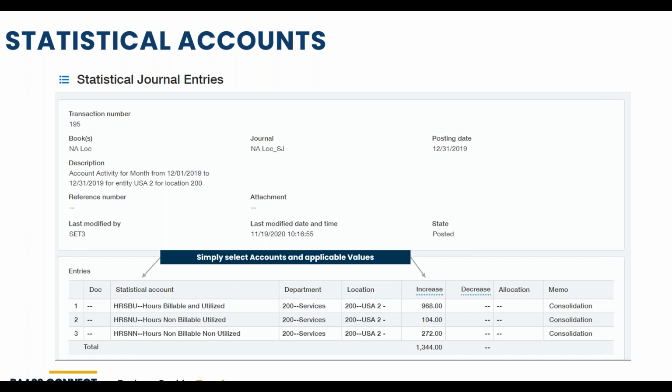Okay, and this is a data entry, right? Whether it's for financial or statistical, you identify the statistical account, you see the department, location, right? Those are our dimensions, okay? And now it's not debit or credit anymore, it's increase or decrease. And of course, it doesn't need to balance because it's not a financial transaction.